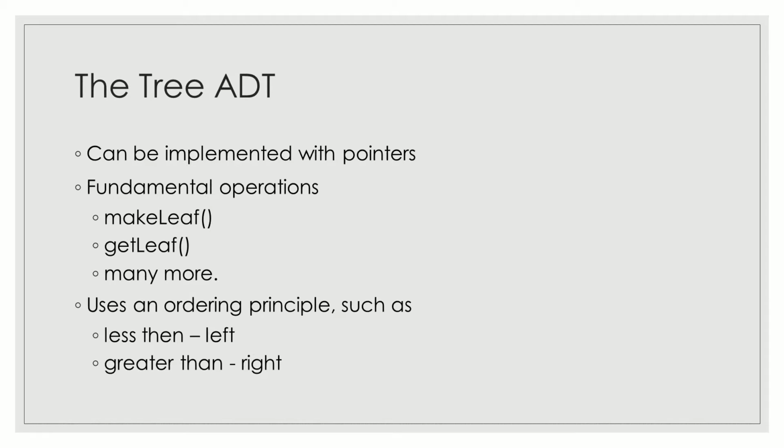Our next ADT is the Tree ADT. Now the tree is usually implemented with pointers. You make leaves on the tree and you get information from them. But the important part about the Tree ADT is that data goes in using an ordering principle. Usually it's something like less than left, greater than right.